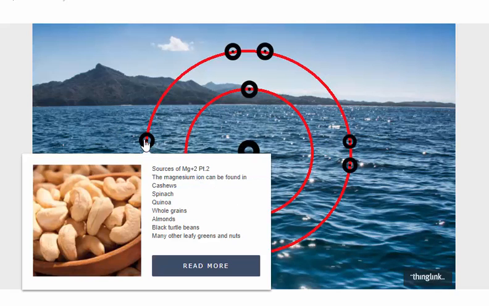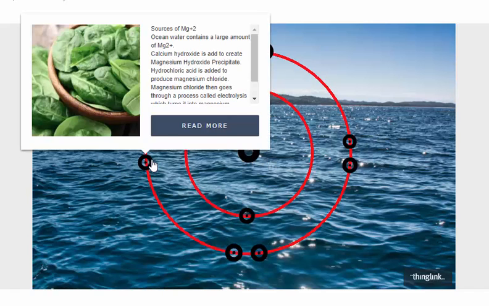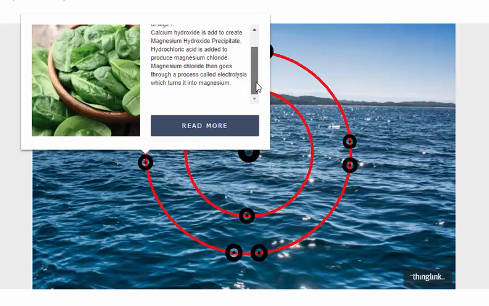So some sources of the magnesium ion can be found in cashews, spinach, quinoa, whole grains, almonds, black turtle beans, and many other leafy greens and nuts. And the largest source of the magnesium ion is actually in ocean water. And calcium hydroxide is added to create magnesium hydroxide precipitate. And then hydrochloric acid is added to that to produce magnesium chloride. And then magnesium chloride goes through a process called electrolysis, which then turns it into the magnesium ion.